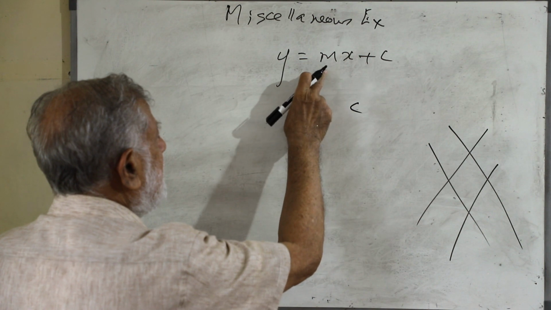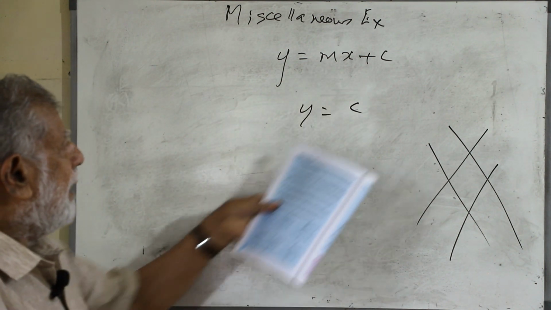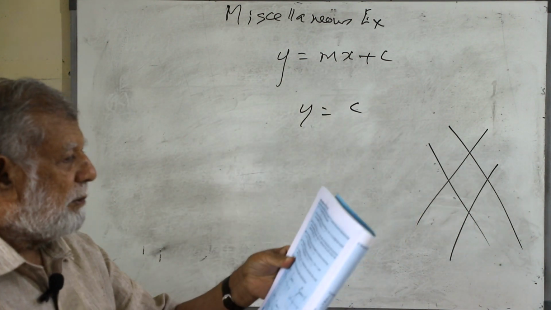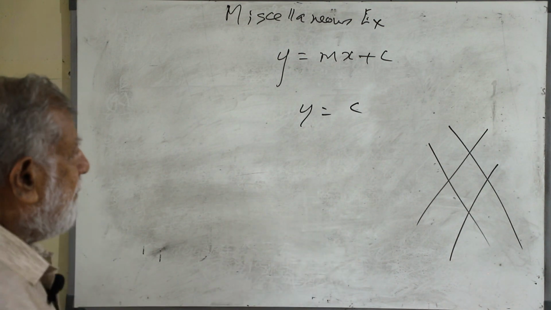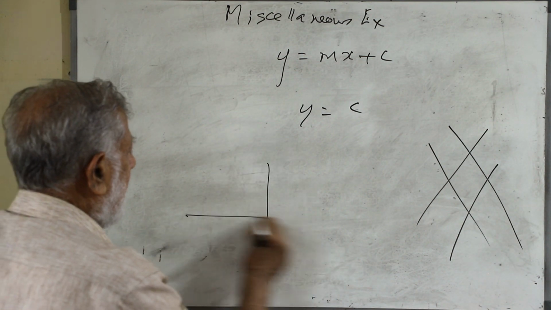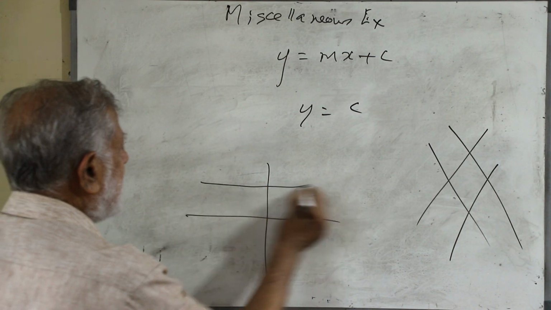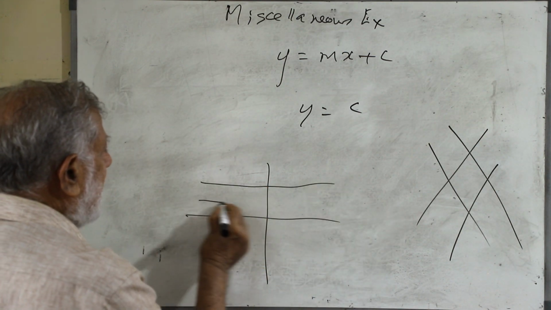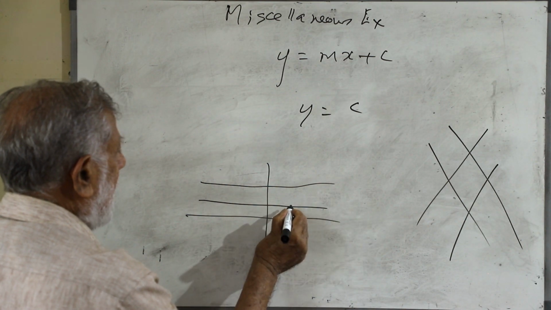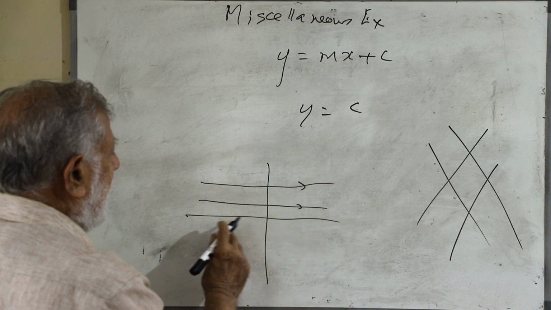When x is equal to 0, y is equal to c. That means it can be any number. y is equal to 2, y is equal to 3, y is equal to 4. How is the graph coming for y is equal to 3? y is equal to 3 will be coming like this. y is equal to 1 will be coming like this. So all these lines are parallel to the x-axis.